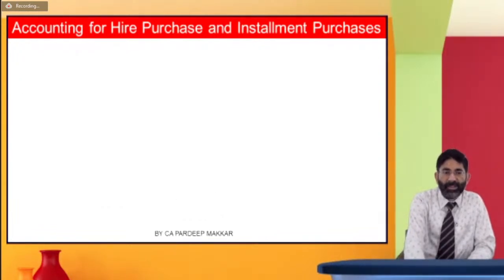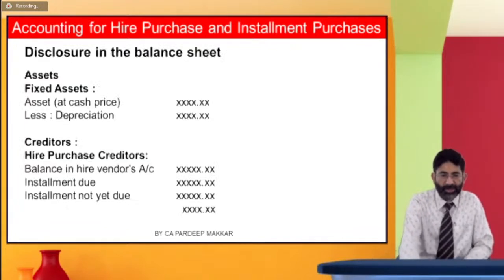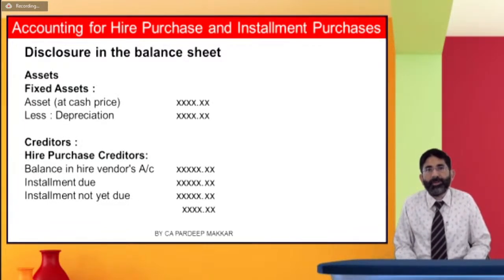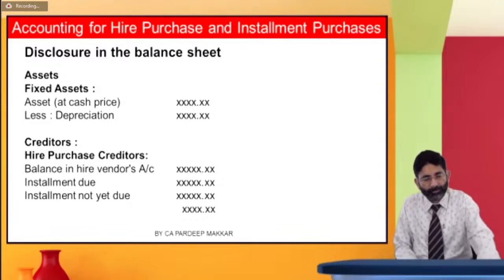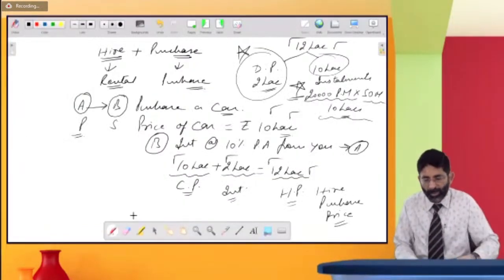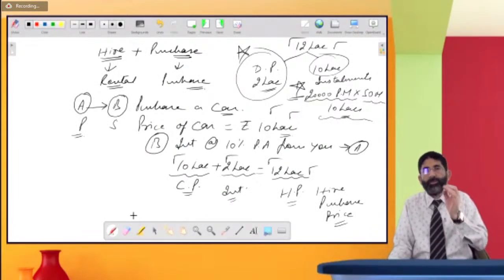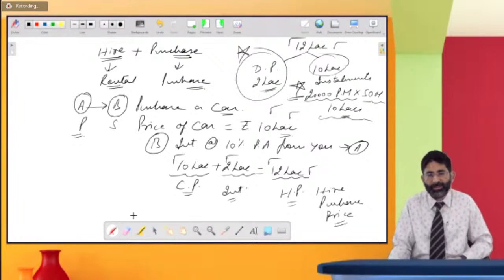Is that clear, beta? Let's first of all understand whether all the journal entries of hire purchase are clear or not, beta. Is that clear? If it is clear, then you have 5 minutes with you. We have to pass all the entries in the given case.